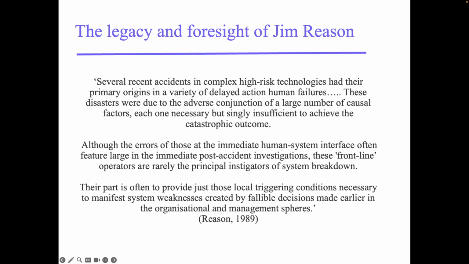So he moves, if you like, the causes of accidents from the people at the front line into the wider system. It's not that we as individuals don't have an influence. Of course, what we do, how we behave, are important. But he shifts it into a much wider system thinking. And I remember hearing about this when I first heard him talk, and it was absolute revelation to me and many other people. And you'll see that this comes from 1989.